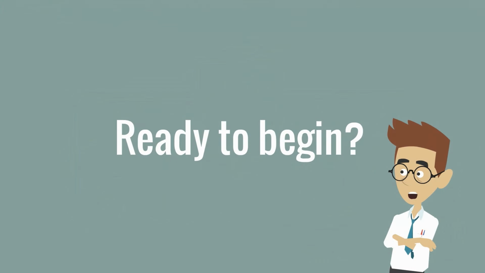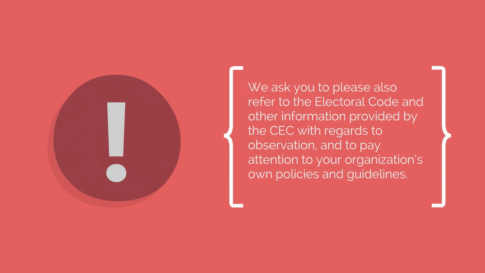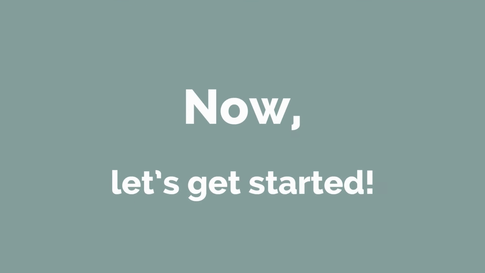Ready to begin? Well, you're almost ready, but first we need to emphasize the job of an observer is an important and serious one. Failure to act professionally can not only jeopardize observation efforts, but can also harm the voting process. We ask that you please refer to the election code and other information provided by the CEC with regards to observation, and to pay attention to your own organization's policies and guidelines. Now, let's get started.